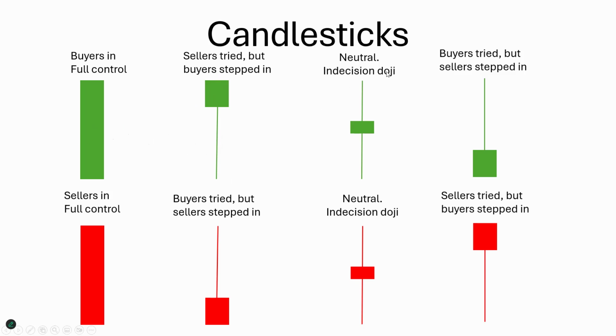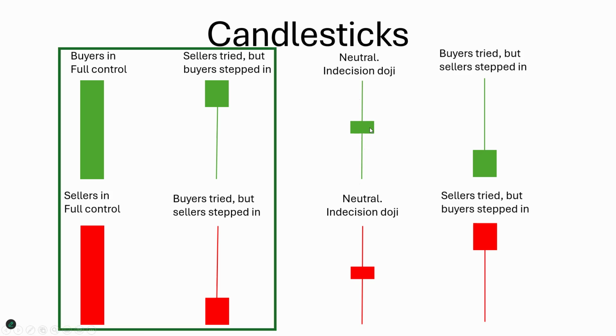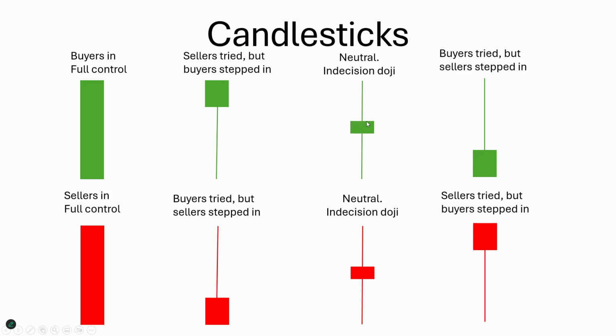The neutral indecision doji. This is where the price starts. It could have gone up, back down, back up to close here, or it could have gone down, back up, back down to close here. Both ways, there's a very long shadow on the top, very long shadow at the bottom, which means that there's indecision. Both buyers and sellers are struggling to decide which way the price needs to go, or more importantly, there is some level of agreement that this is a fair price.